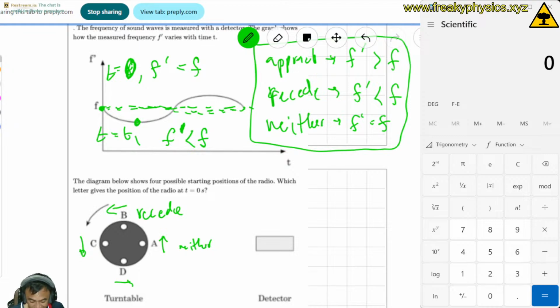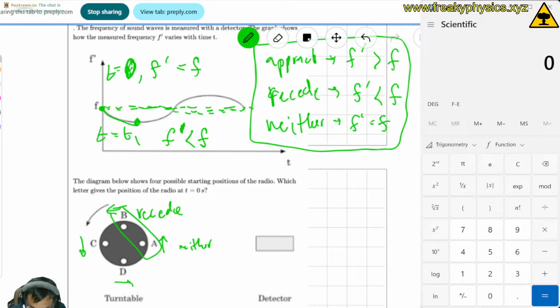So what is our starting point? Again, from here we go from neither to receding, right? Okay. But we have to pick one of the points. Which of the 2 points do you have to pick from now? Which 2 points? A and B.